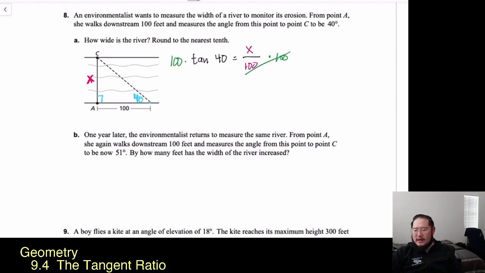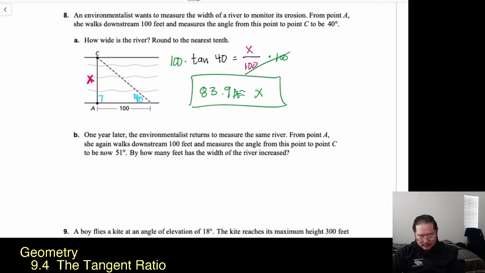So now that we did that, go ahead, plug things into your calculator. 100 times tangent 40, and then that gets us 83.9 feet. All right, and don't forget your unit of measure. That's also another lost art or something that's forgotten many a times. All right, so let's see what part B has to say.